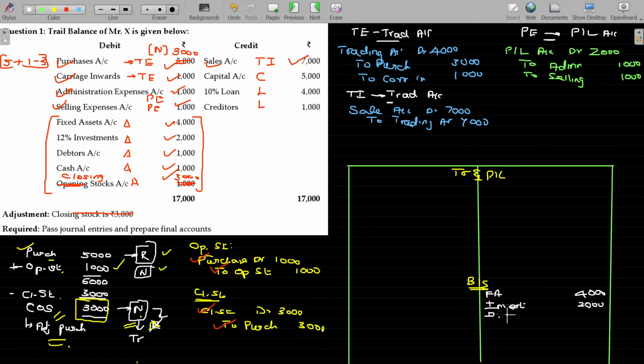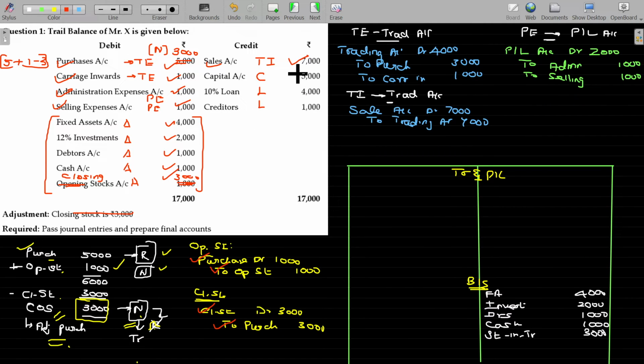Debtors 1000 rupees. Cash 1000 rupees. Stock in trade 3000 rupees.